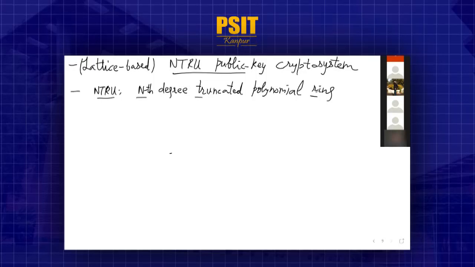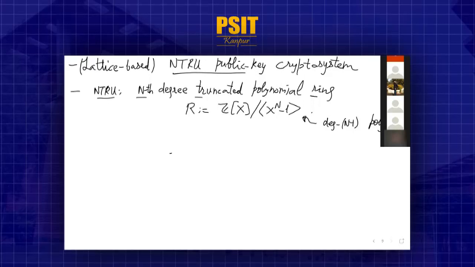Okay, so N, T, R, and U as a vowel. And true is this. And what is the ring? The ring is, so R is the ring, Z[X] mod X^N minus 1. This is why it's the Nth degree truncated. So these are polynomials of degree N minus 1. Each polynomial has N coefficients and degree is N minus 1.